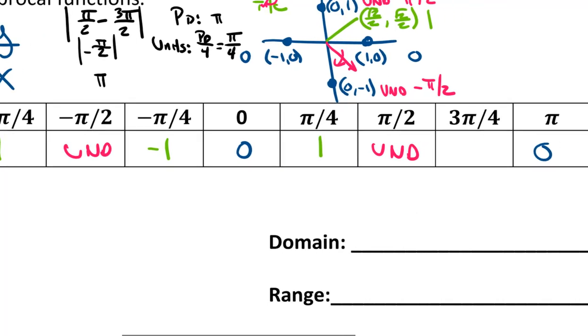And then at 3 pi over 4, up here in quadrant number 2, the x and y are on opposite sides. Even though they're root 2 over 2, the x coordinate is negative, so we'd have a value of negative 1.